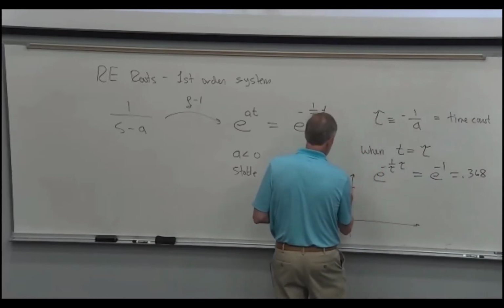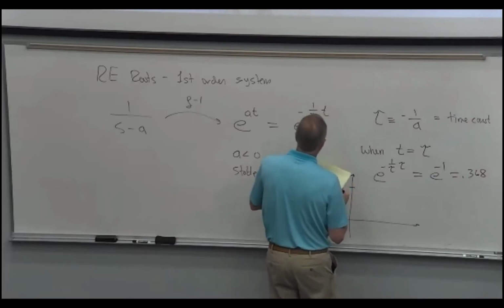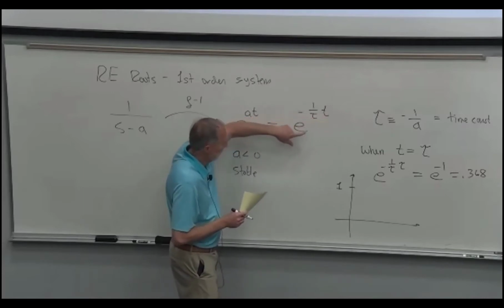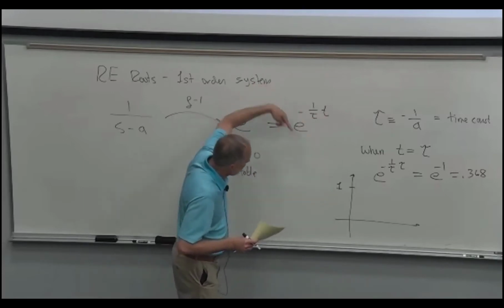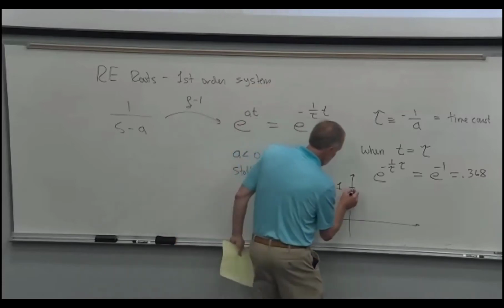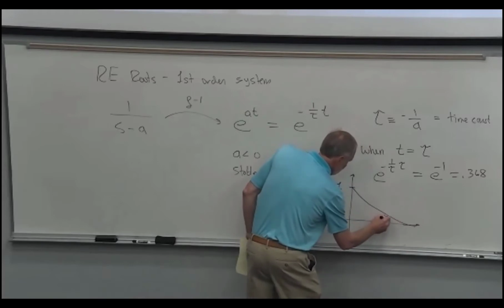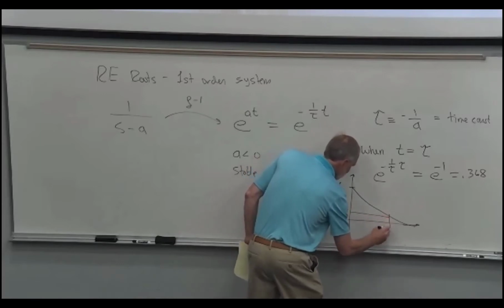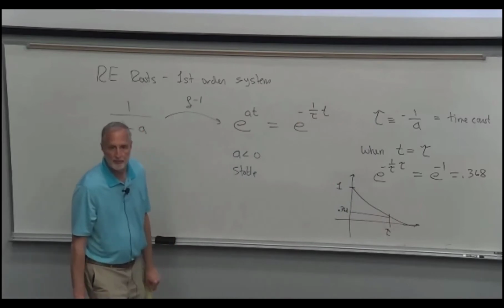So at t equals 0, this term is 1, right? E to the 0 is 1. So this term starts out at 1. And then if it's negative, it damps down like that. And when it gets down to that 0.368, that's what we call the time constant. So it's just a measure of how fast it damps.